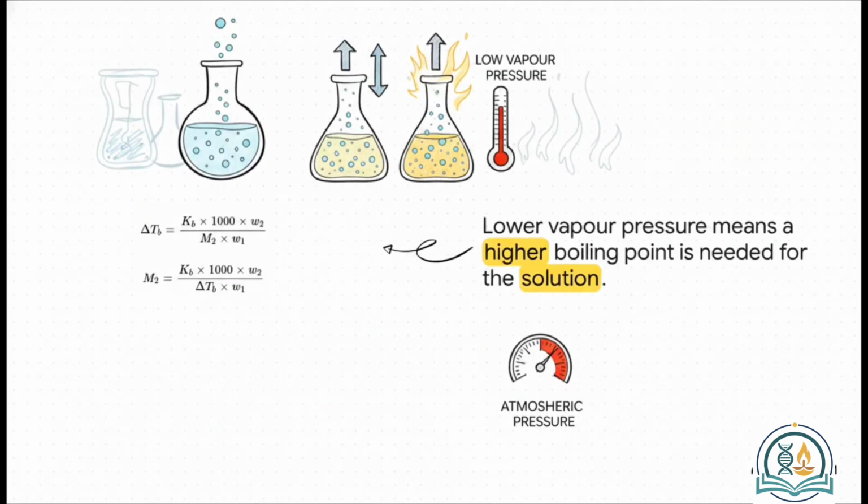Now, if you've lowered the vapor pressure, what does that mean for the boiling point? Well, something boils when its vapor pressure matches the pressure of the atmosphere. Since we've lowered the starting vapor pressure, we're going to need more heat, more energy to get it to boil. And that's why we see an elevation, or an increase, in the boiling point.